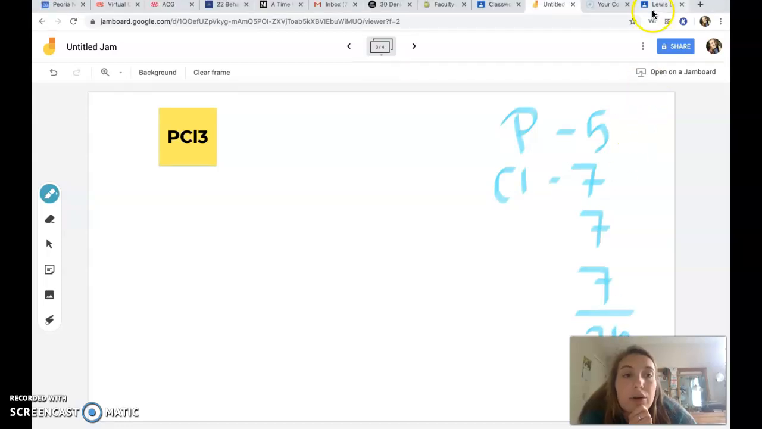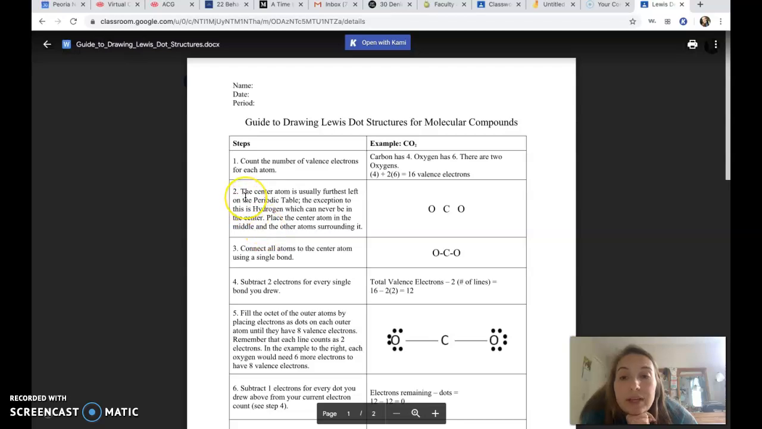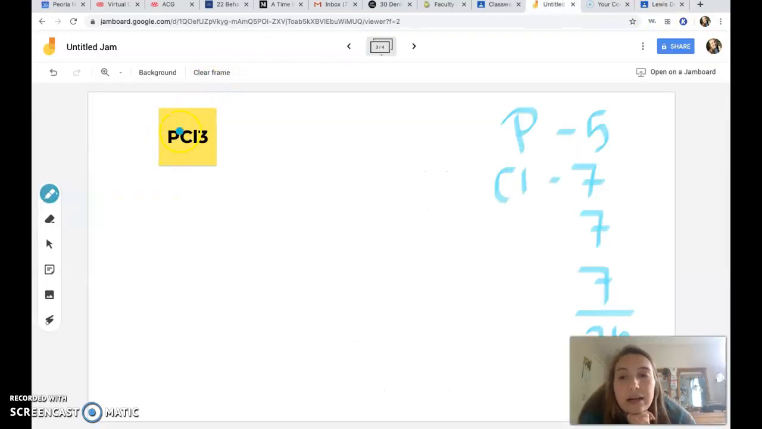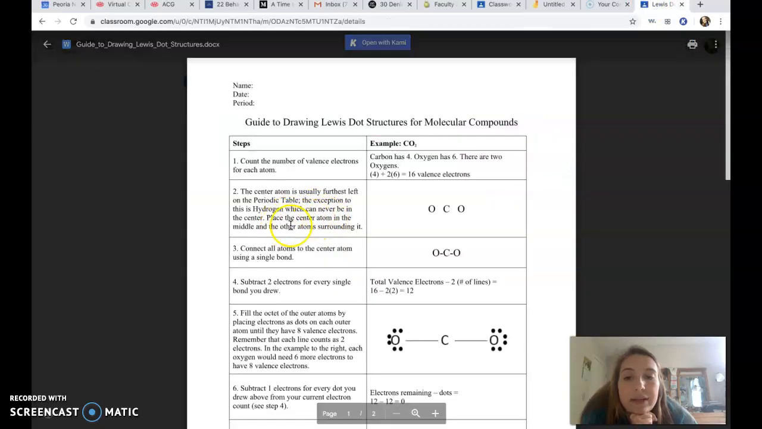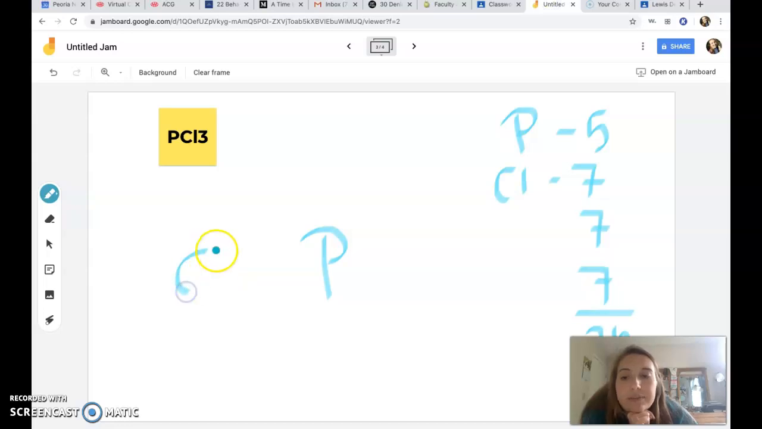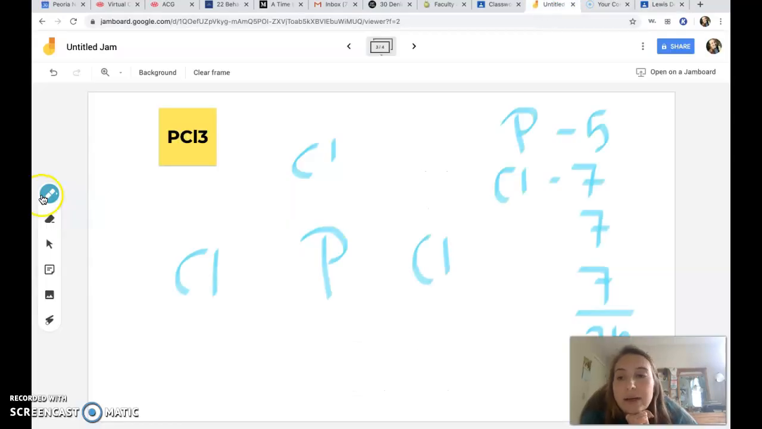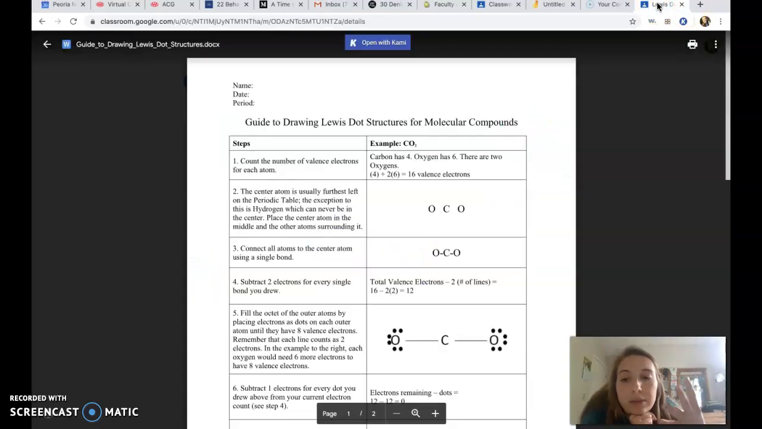That's step number 1. Step number 2. The center atom is usually furthest to the left on the periodic table. The exception is hydrogen. So if I look at these elements, phosphorus is closer to the left, so that element goes in the middle. And then I place the other atoms surrounding it. So I go Cl, Cl, Cl. Step number 3. Connect all atoms to the center atom using a single bond. Connected, connected, connected.